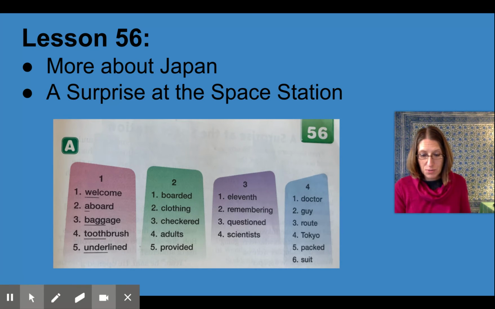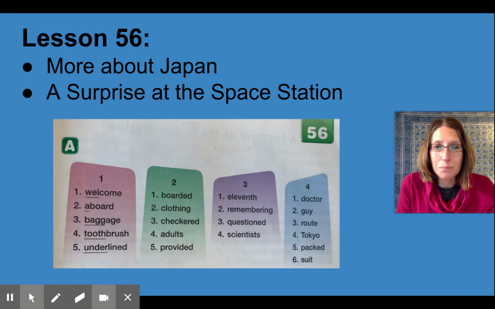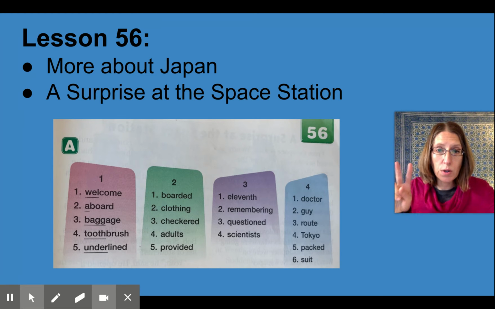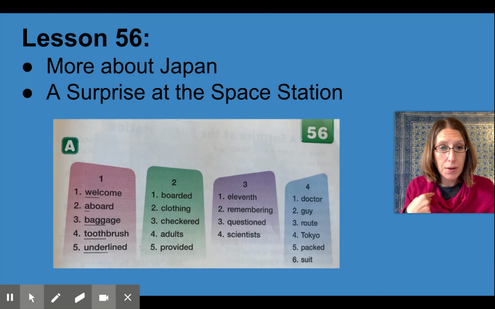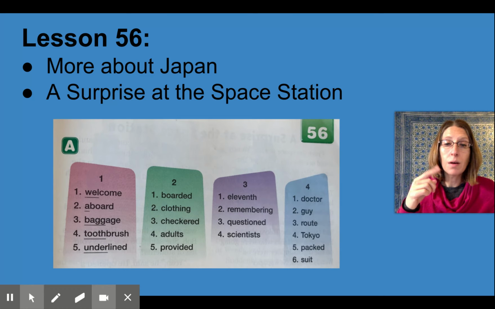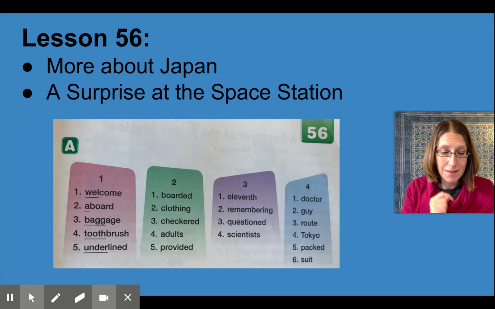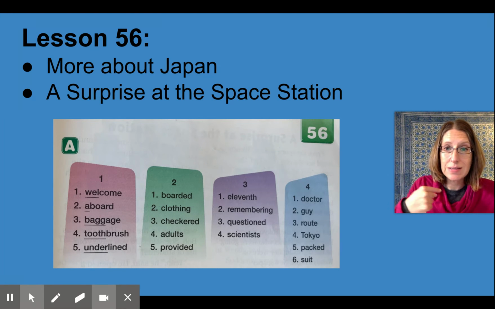Nice job. All right, column 2. All these words have an ending. Let's see, and column 2, we're just going to do it the fast way. Boarded. Clothing. Checkered. Adults. Provided. Nice job. And column 3, all of these words also have an ending. Let's try the fast way. Remembering. Questioned. Scientists.